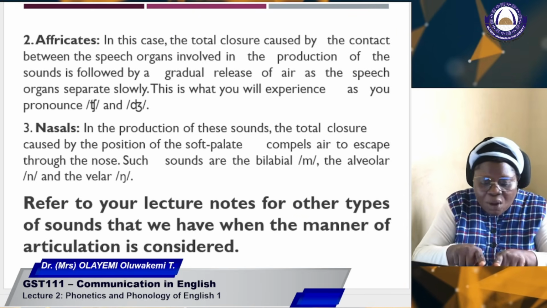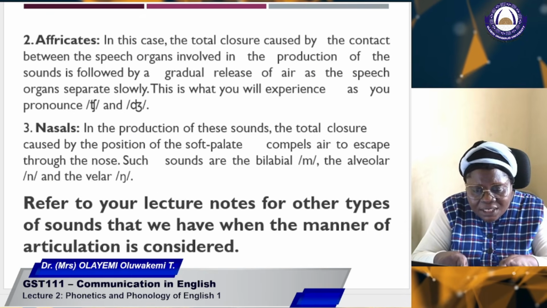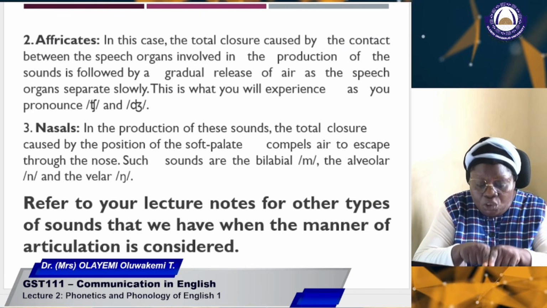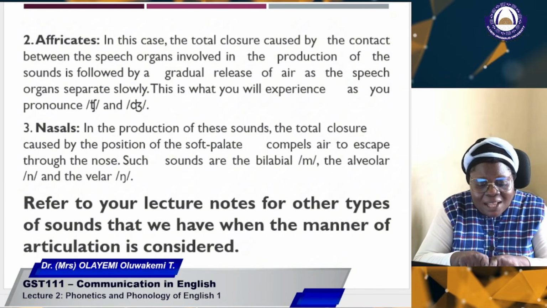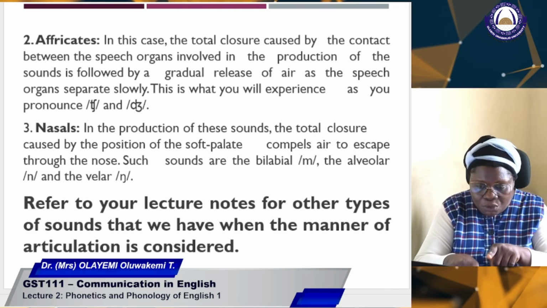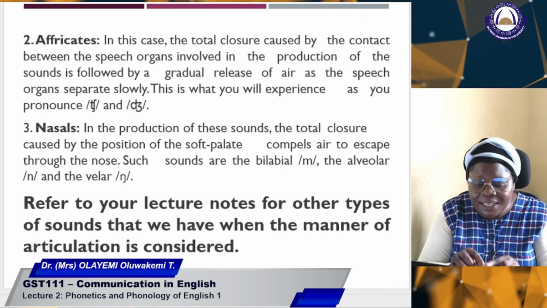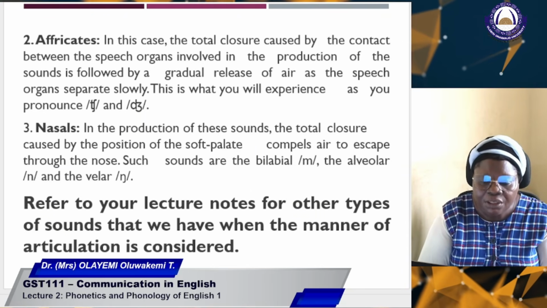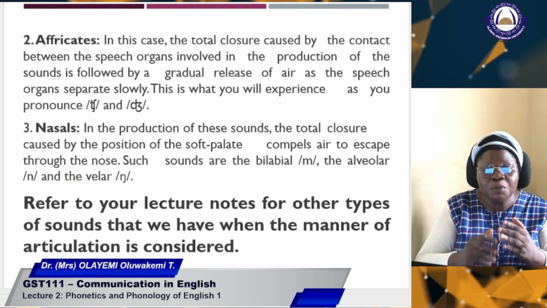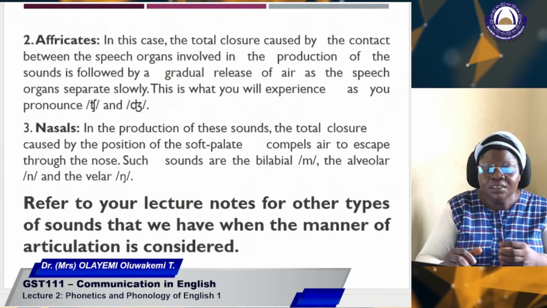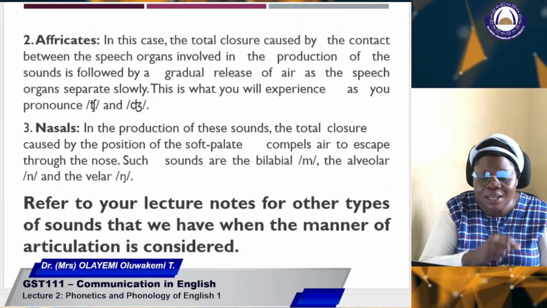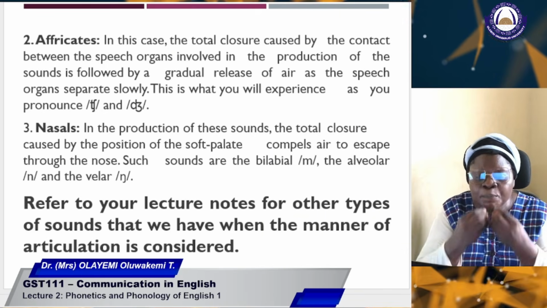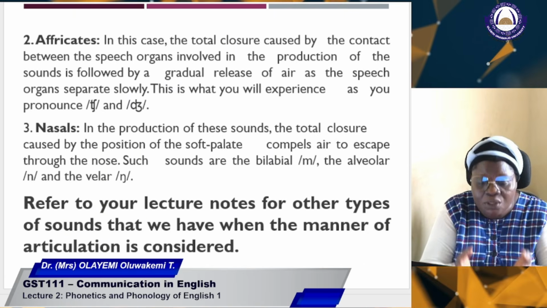In the case of plosives, you have complete closure at first and then a sudden release of air as the sound is pronounced. But in the case of affricates, you have complete closure, just like the plosives, but this time around, as the speech organs separate, the air is released gradually. This is what you will experience when you pronounce the sounds ch and j. That's why it is possible for us to say ch, but you cannot say b, b, b, b. There's a sudden separation of the speech organs and a sudden release of air.